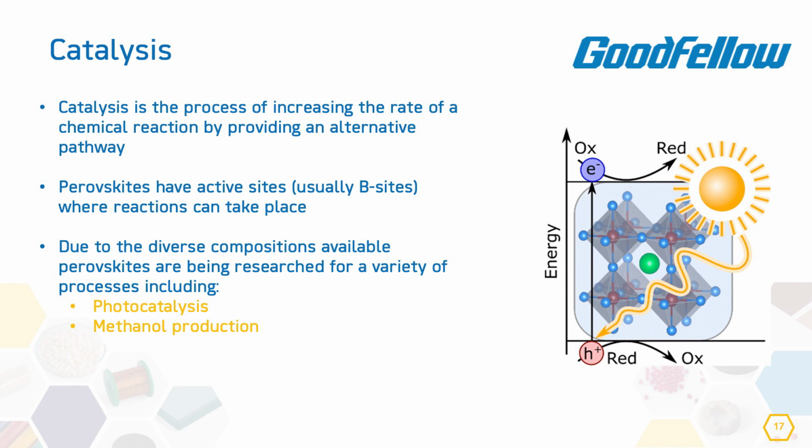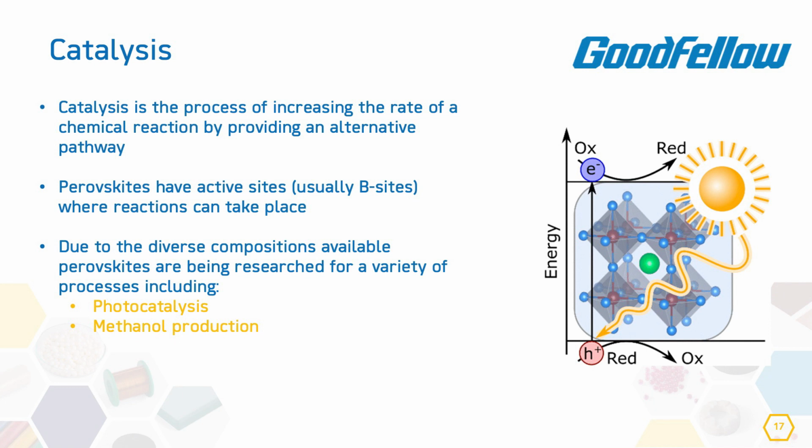Now, one of these applications is photocatalysis. Photocatalysis is the process of converting light energy directly from the sun into chemical energy. And one such process is splitting of water to produce hydrogen, and this hydrogen can then be used in fuel cells or cars as a green energy route. So perovskite catalysis can be a very green application.